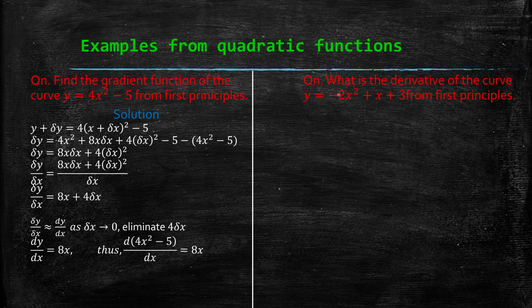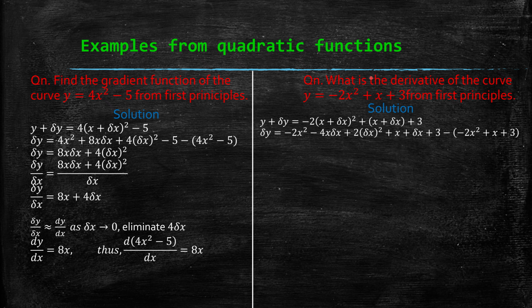And they're saying, what is the derivative of the curve y is equal to negative 2x squared plus x plus 3 from first principles? Our very first step is going to introduce a small change in x such that our function becomes y plus small change in y is equal to negative 2 into x plus small change in x squared plus x plus small change in x plus 3.